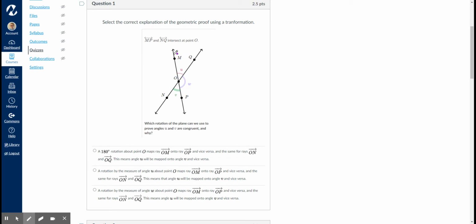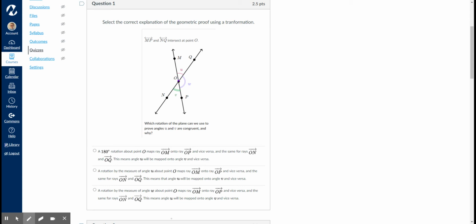So we've got line MP and line NQ intersecting at point O right here. We want to know which rotation can we use to prove that angles U, this red angle, and V, this green angle, are congruent, and why.